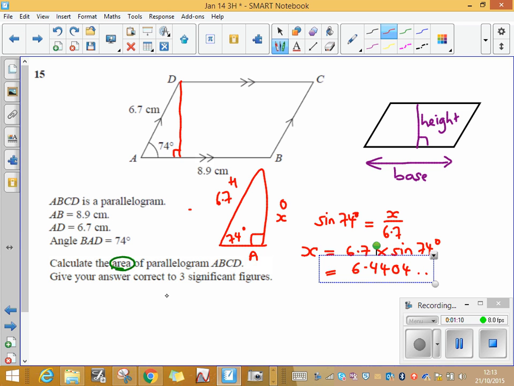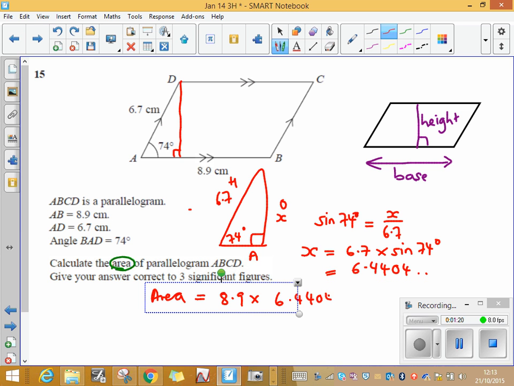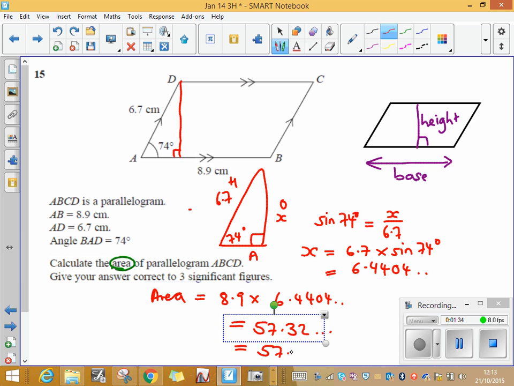6.4404, which means that the area of my parallelogram is just the base, which is 8.9, multiplied by the perpendicular height, well that's 6.4404, which comes out as 57.32, and if I round it to three significant figures, that's 57.3 centimeters.